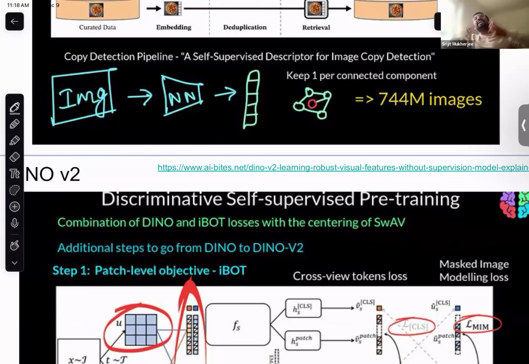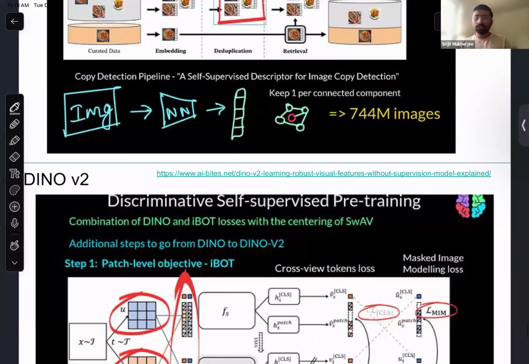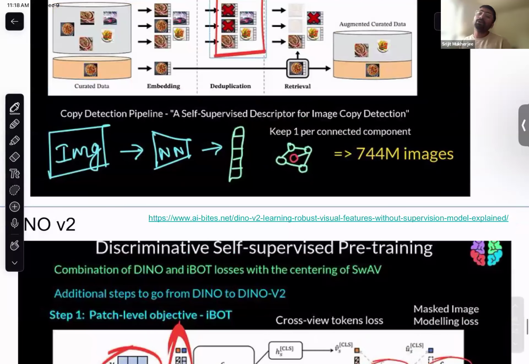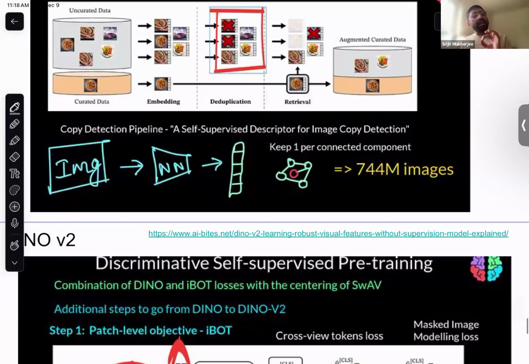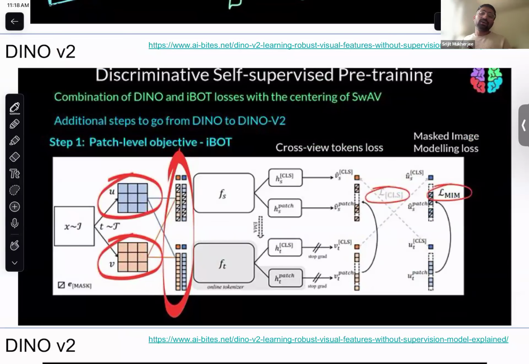So DINO V2 is mostly about scaling DINO to large amount of uncurated data, just like the LLMs are trained on uncurated like web text. I mean, there's some curation out there, but yeah. So they did an important data preprocessing pipeline for the scaling up. But in DINO V2, they added this extra patching thing, this masking thing.